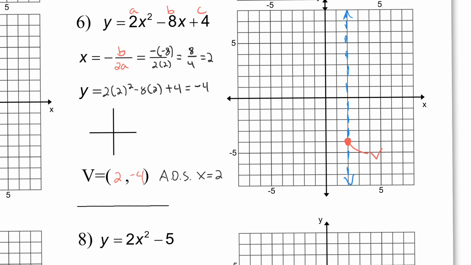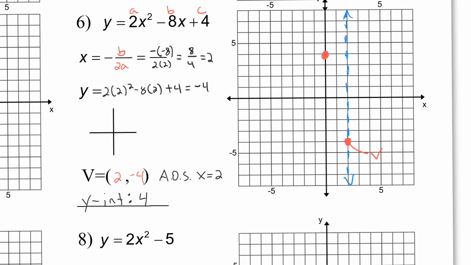Now let's find the y-intercept. Now the y-intercept is going to be your c value. So let's go ahead and go back to the c value. My c value is positive 4. So I just put y-intercept is at positive 4 on the y-axis. So on the y-axis, I go up from the origin, 1, 2, 3, 4, right here.